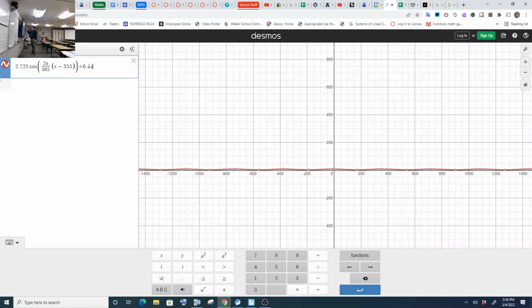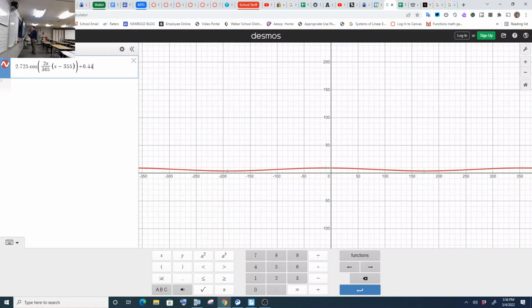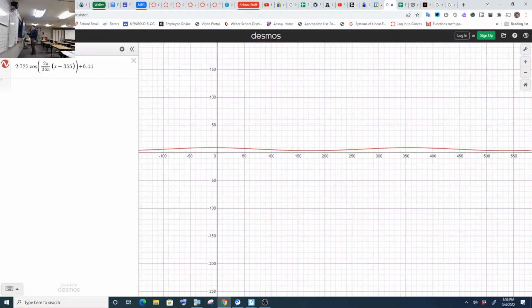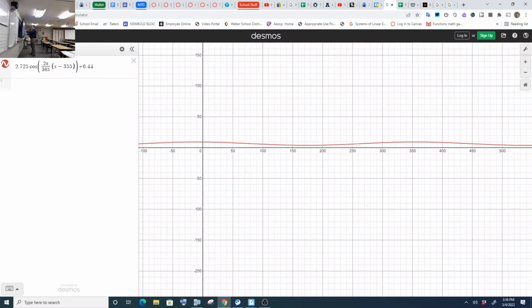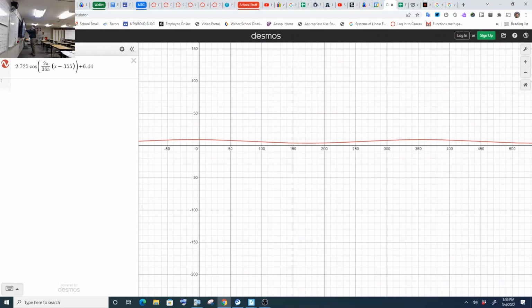So, whoa, we really got to zoom. Whoa, that's too far. Okay, so that's pretty good. So we're going to go ahead and zoom out there. Go ahead and zoom out. Awesome.